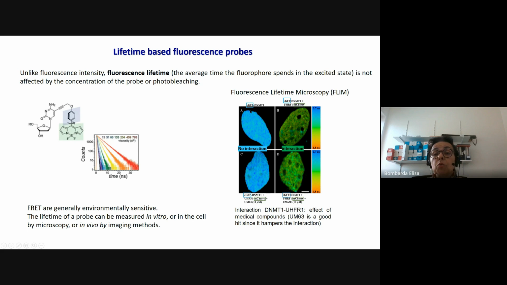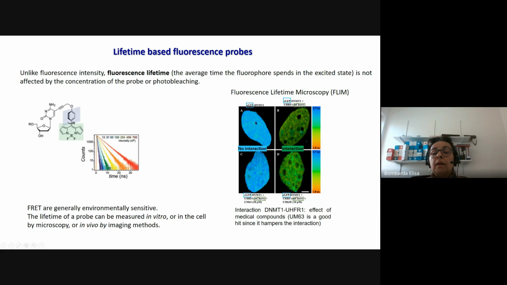So how does it work? Here, for example, the two molecules are labeled with fluorescent proteins, EGFP on one and mCherry on the other. So FRET occurs with these two fluorescent proteins. We excite EGFP, and if FRET occurs, we will see the fluorescence from mCherry. So we excite EGFP, and in principle we should see the fluorescence of mCherry.